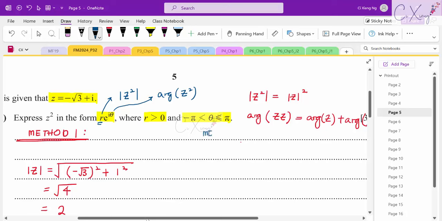The second method basically is you try to find out z squared first, and after that you try to find out the modulus and argument. That's it. Right, so let's start with method number 2. So z squared, what does it mean by z squared? It is negative square root 3 plus i multiplied with negative square root 3 plus i. If you expand it, you will have 3 minus 2 square root 3 i, then minus 1, right? i squared is negative 1, so minus 1. From here, you are having 2 minus 2 square root 3i.